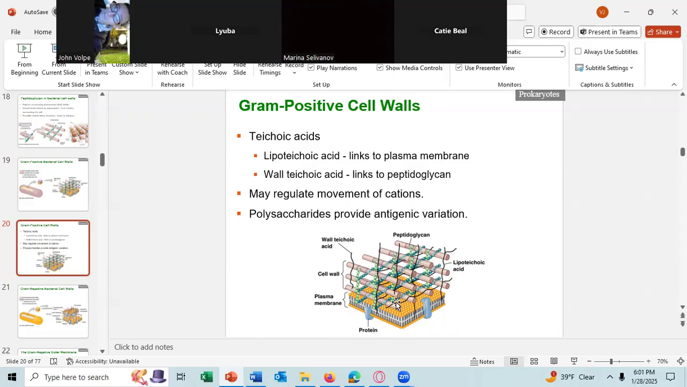So in the gram-positive cell, an ion or anything can move right through the cell wall because it can dissolve in water. But the teichoic acid, the ions, the cations, may move down the teichoic acid, helping them move into or out of the gram-positive cell wall. The cell wall can also have some polysaccharides, which can provide antigenic variation among the cells.